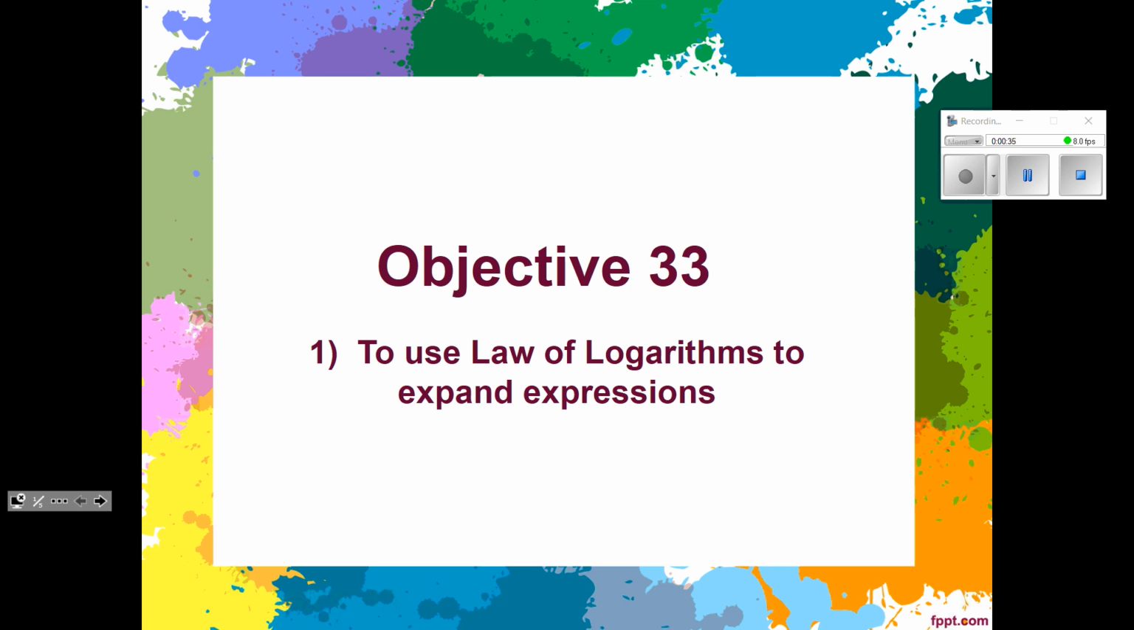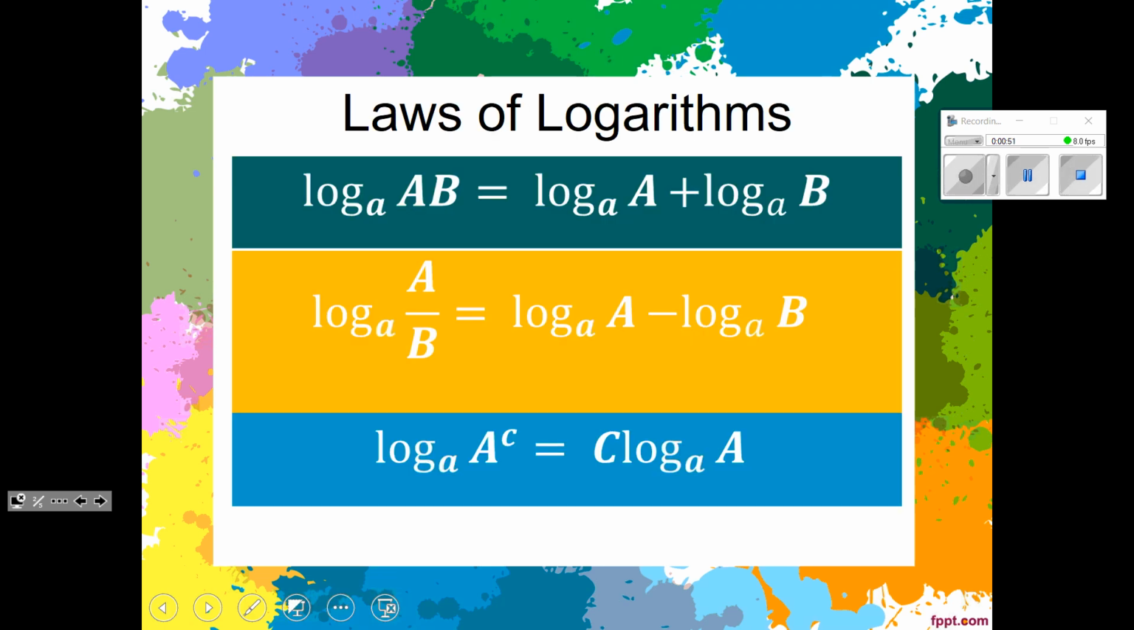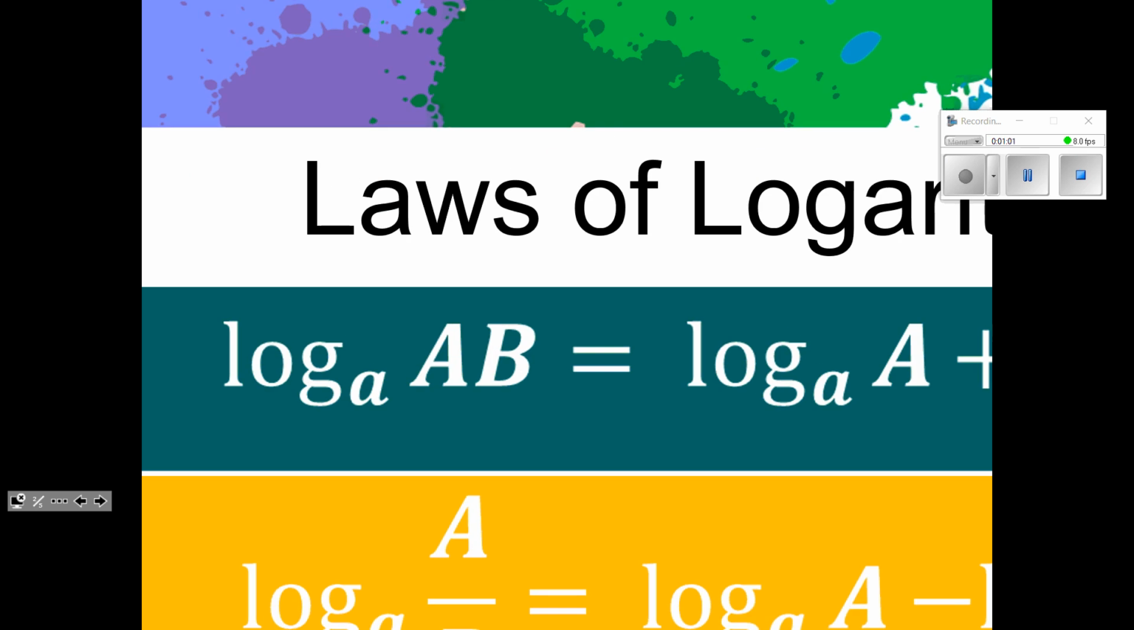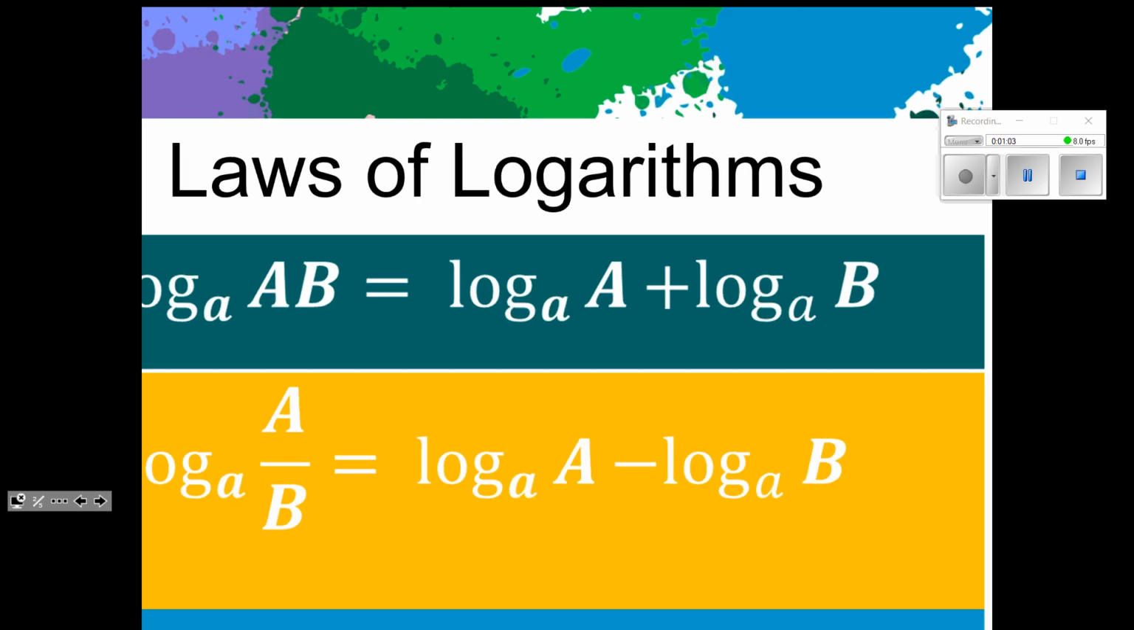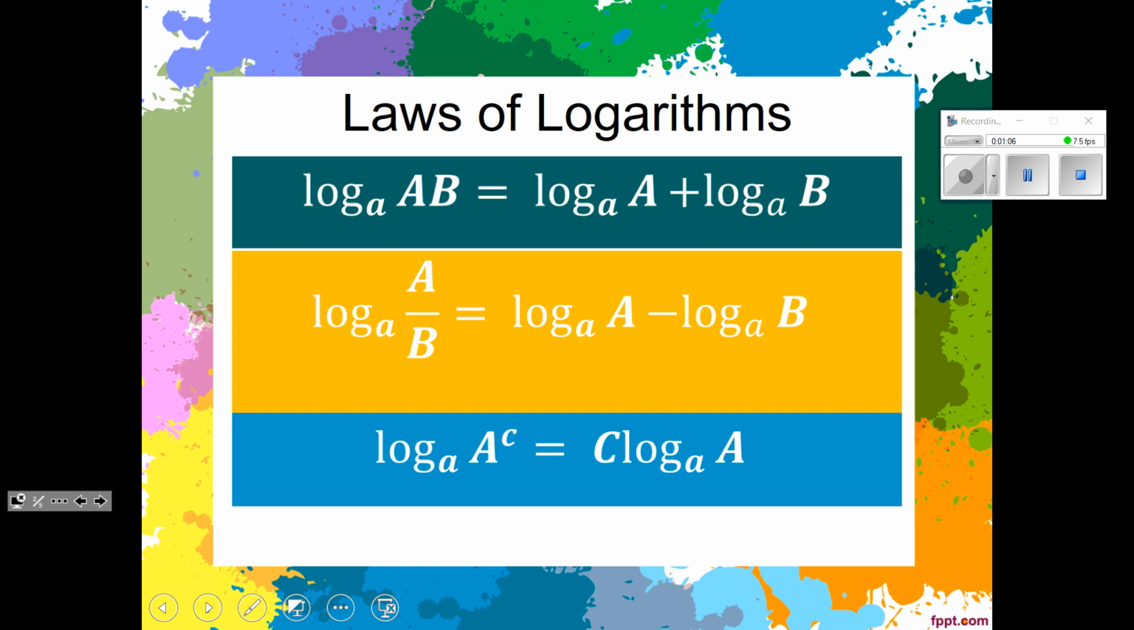There are 3 laws that we're going to work at today. So there's just 3 things that you need to remember. All right, so here's the first one. The log base A of A times B is equal to the log base A of A plus the log base A of B.